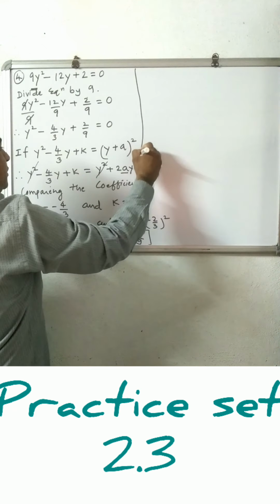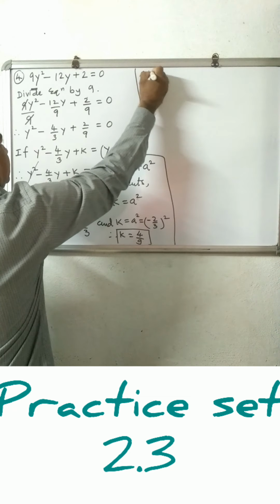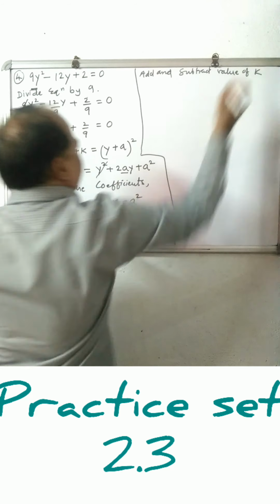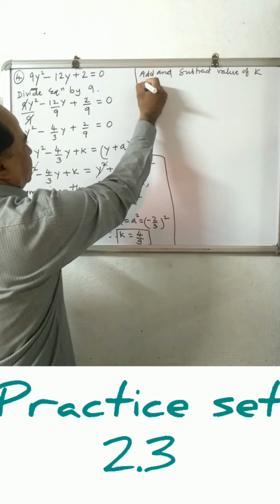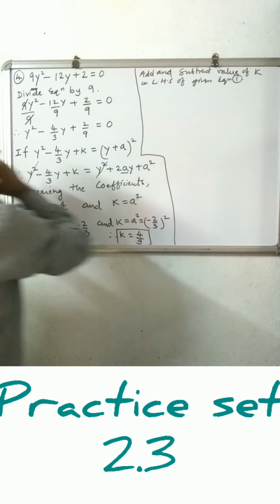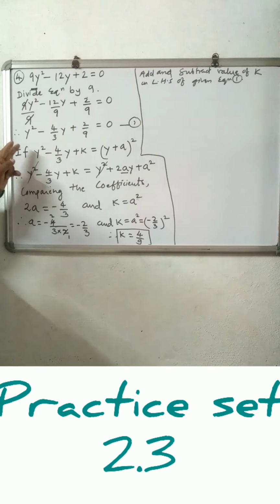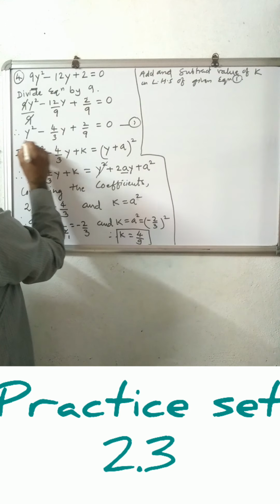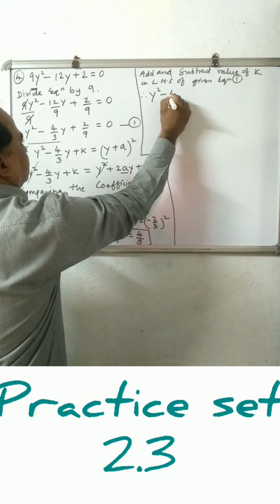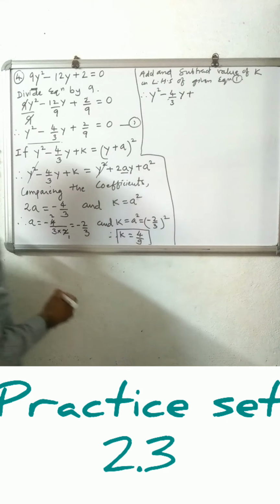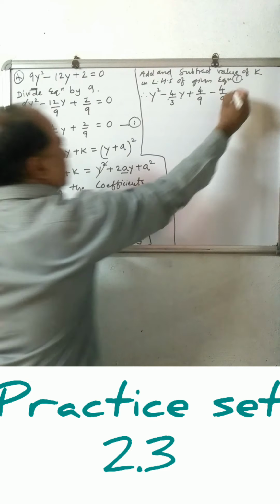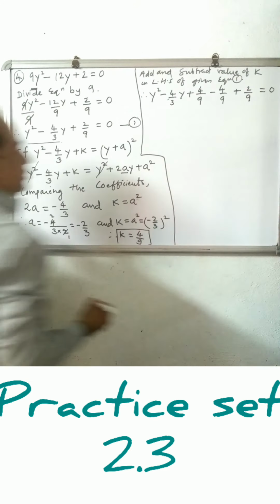Now add and subtract value of k on LHS of given equation first. Now this is our equation first. In this equation, we'll add and subtract the value of k. So here y square minus 4 upon 3y, y square minus 4 upon 3y plus 4 upon 9 minus 4 upon 9 plus 2 upon 9 is equal to 0.